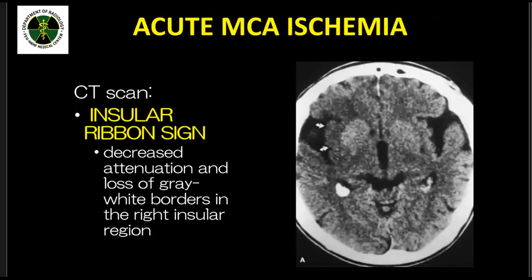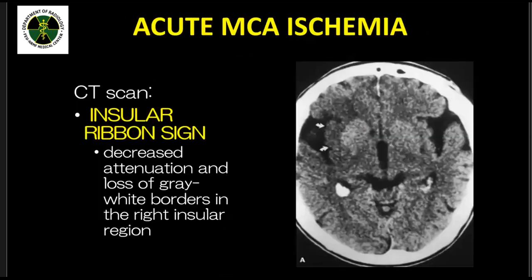For acute MCA ischemia, there is the insular ribbon sign. So there's decreased attenuation and loss of gray-white matter. So this is the gray-white matter. For the insular ribbon sign, as we can see on the right, shown by the arrow, there is loss of gray-white matter in the right insular region. So remember in our previous slide, the insular region, this is the normal one, and this is the abnormal one.